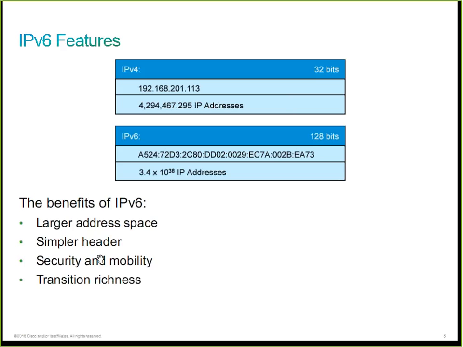By default, it has built-in security features; IPsec, for example, is already built into IP version 6. You do not need to configure IPsec separately. It's already there as part of IP version 6 addressing. And it also provides good transitioning features, for example, if you want compatibility between IPv4 and IPv6 networks, you can easily do that with IP version 6.